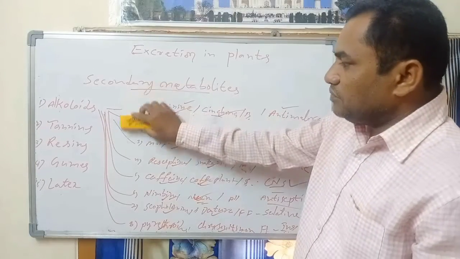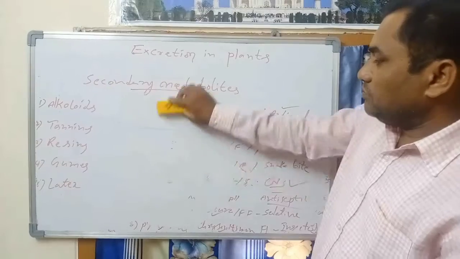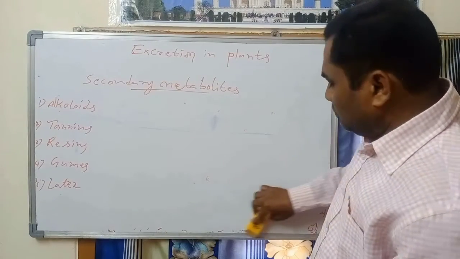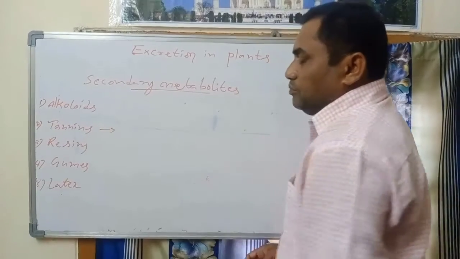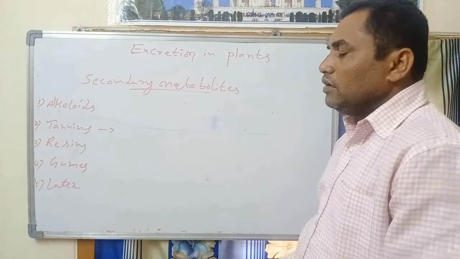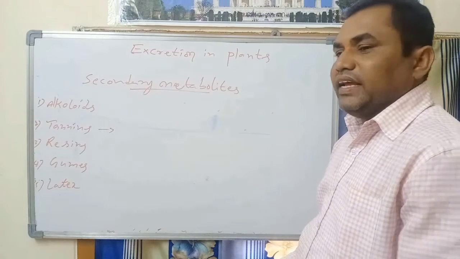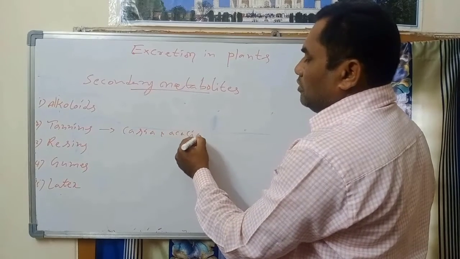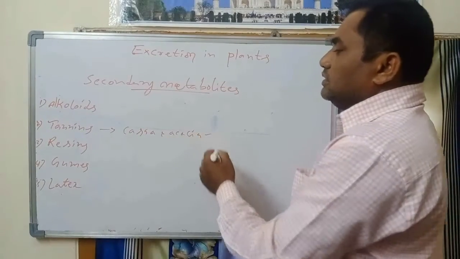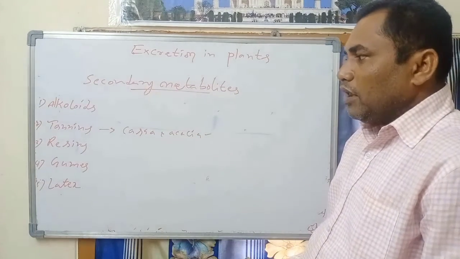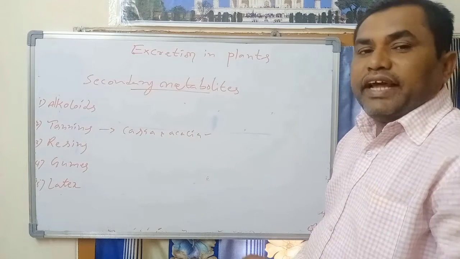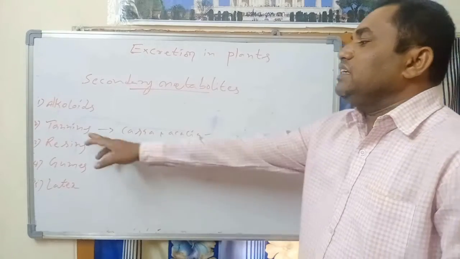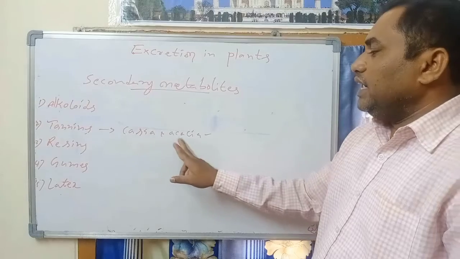So next go to the tannins. Tannins are mainly obtained from cassia and acacia. These tannins are used mainly to tan the leather and in medicines. To give smoothness to the leather, these tannins are used. These tannins are obtained from cassia and acacia plants.